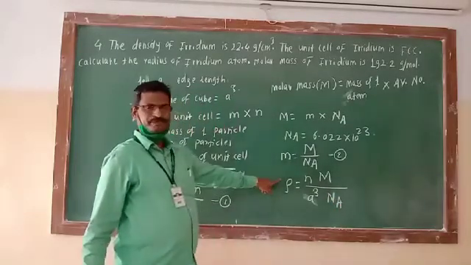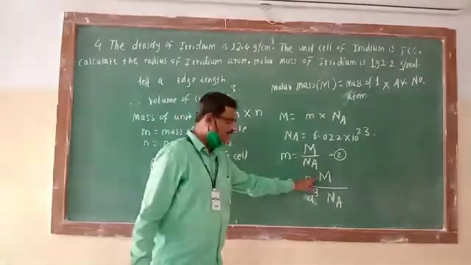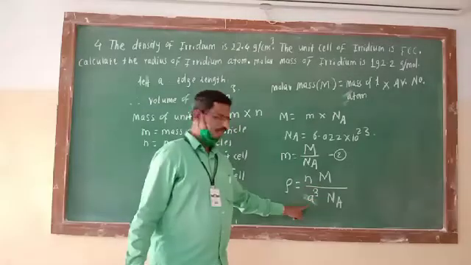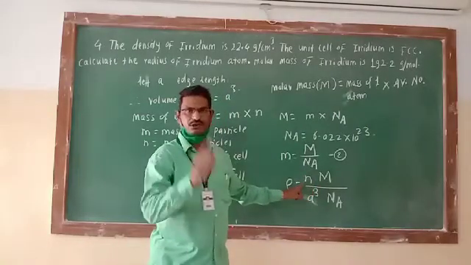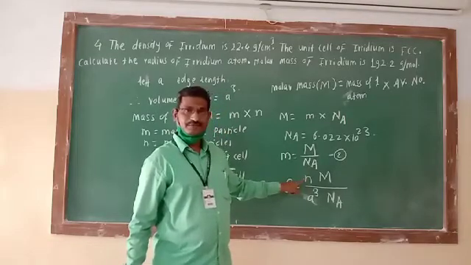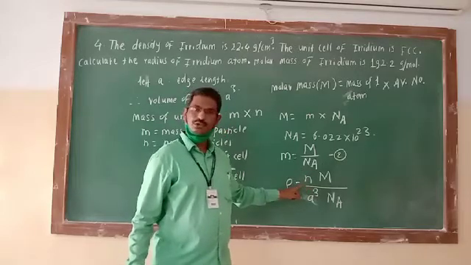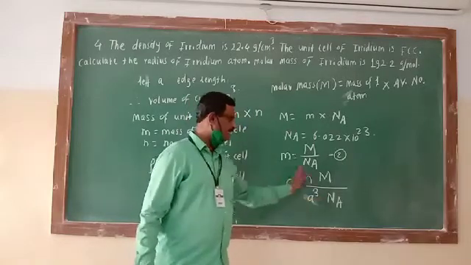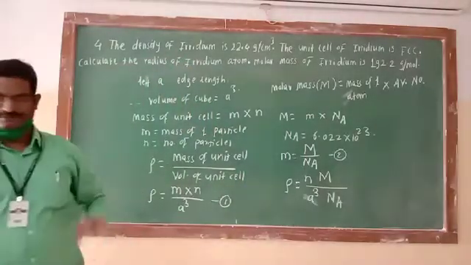This equation gives the relationship between density, molar mass, Avogadro number, volume of the cube, and number of particles present in the cube. N is nothing but the small n, it is important. Small n is known as number of particles present in that unit cell. Na is Avogadro's number. So this relation is important in order to solve all these problems.